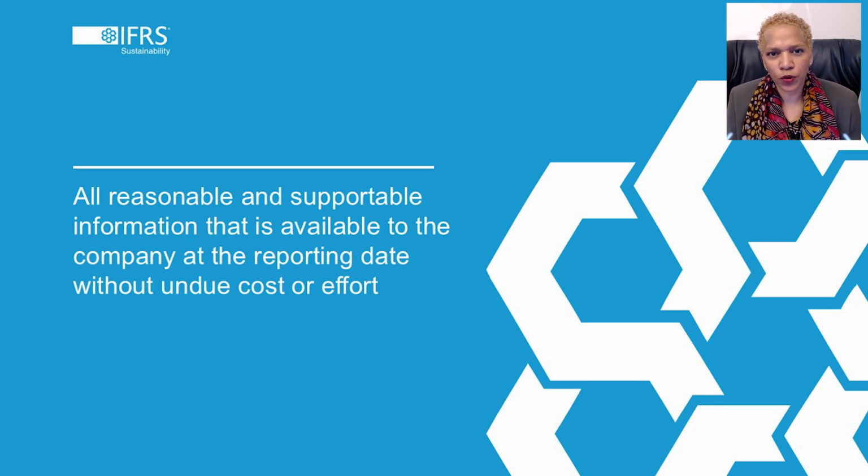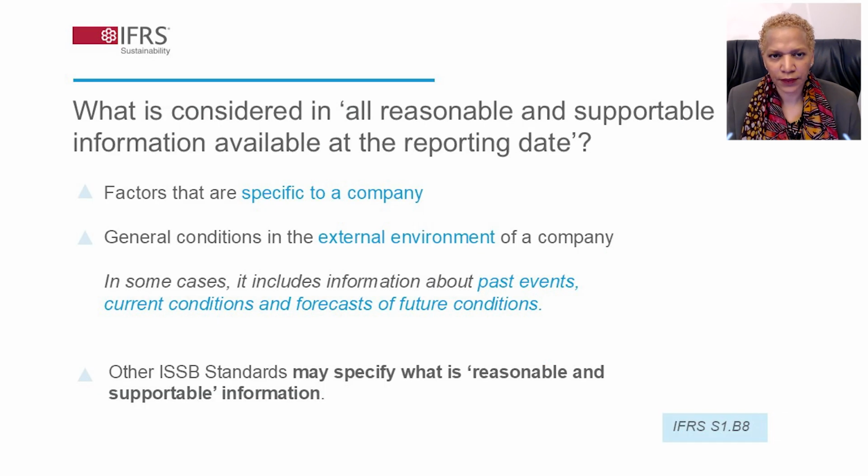Further, to explain this proportionality mechanism, what we will do is break the requirement in two. Firstly, we'll explain what all reasonable and supportable information available at reporting date means, and secondly, we'll explain what without undue cost or effort means. Let's start by looking at the first part, reasonable and supportable information available at the reporting date. So, what do we need to consider in using all reasonable and supportable information available at the reporting date?